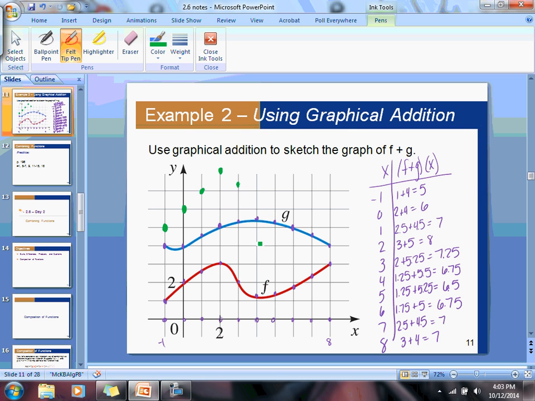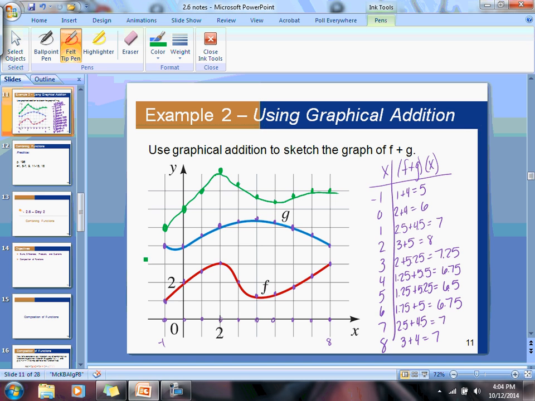1, 2, 3, 4, 5, 6.75. And then another 6.75. Oh, that was 6.5. Okay, so 6.5. And then another 6.75, so it dips down and goes back up. And then we're at 7 and 7. Okay, so then if you connected your points there, your graph might look something like that.